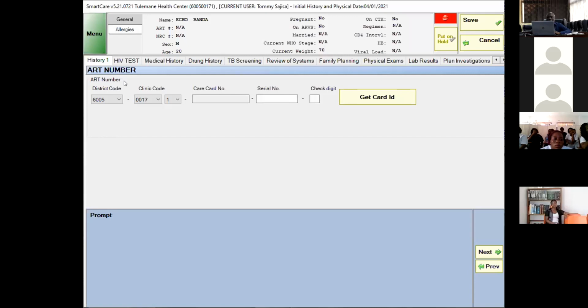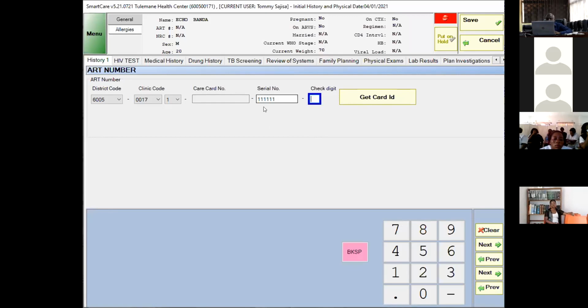So this is the background. History 1 is where you enter either the care card number. If the client has got a care card and is connected, you just click on Get Card ID, then the number on the card will come and sit in this box here. Then you just put the ART number here, for example, 1, 2, 3, 4, 5, 6. So I can put my 6 there. In the new system, I know some of you have heard that this SmartCare has been re-engineered to SmartCare Plus.